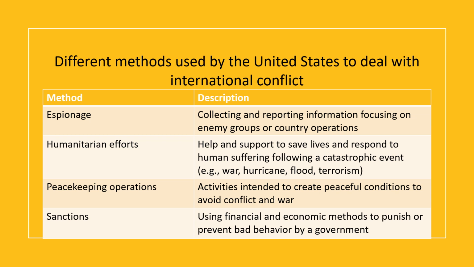Or sanctions. Sanctions are a way to use financial and economic methods to punish or prevent bad behavior by a government. So, for example, if a government has behaved badly, then the United States might take action by denying that country the right to do business in the United States, or by freezing that government's assets if those assets or monies are kept in banks in the United States.